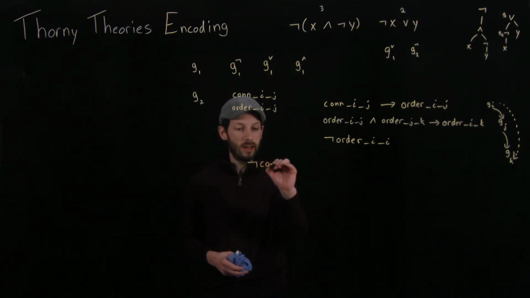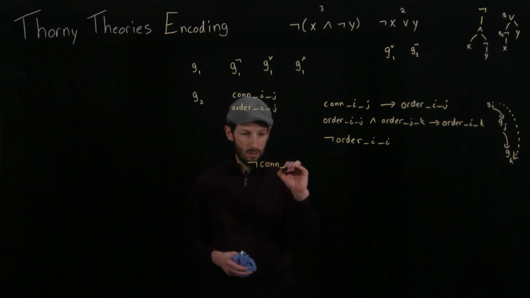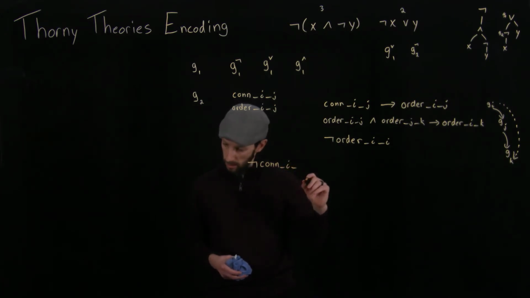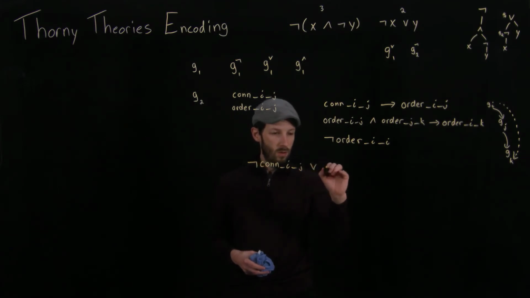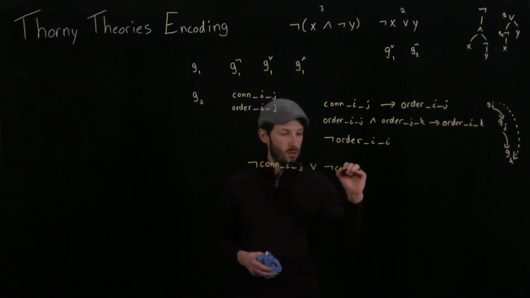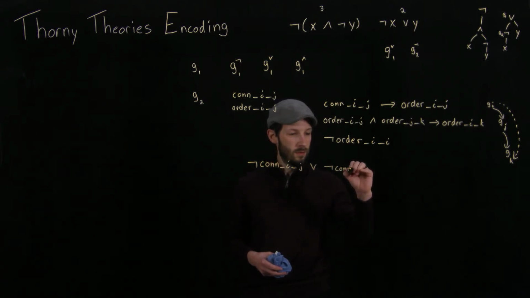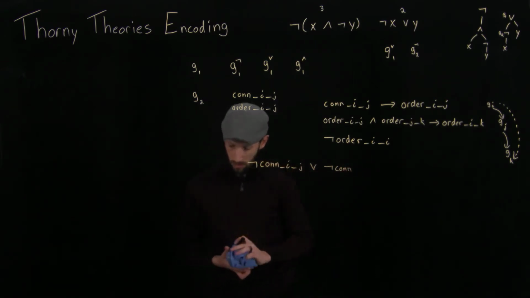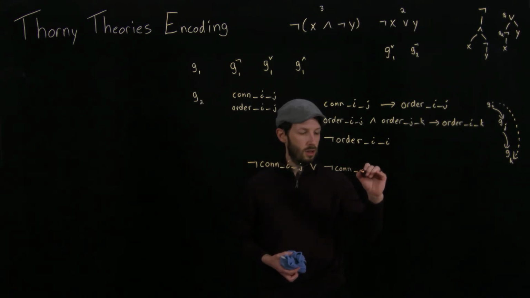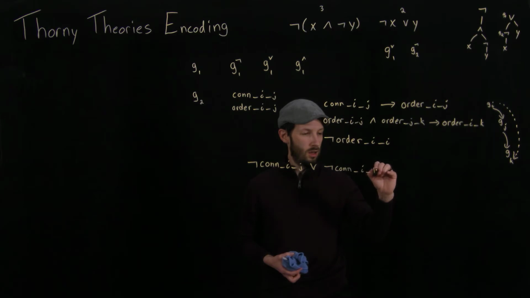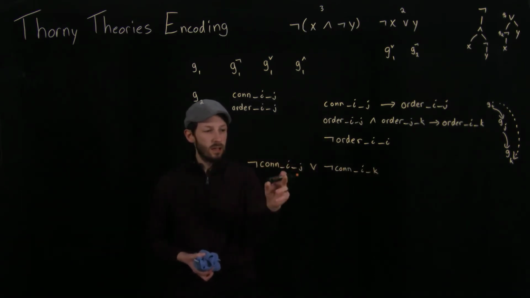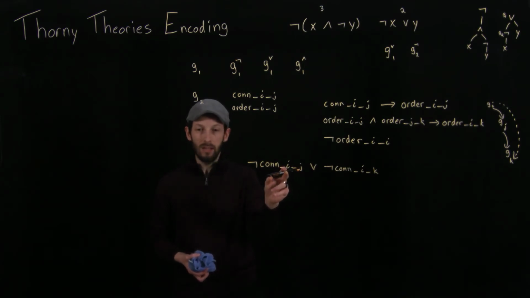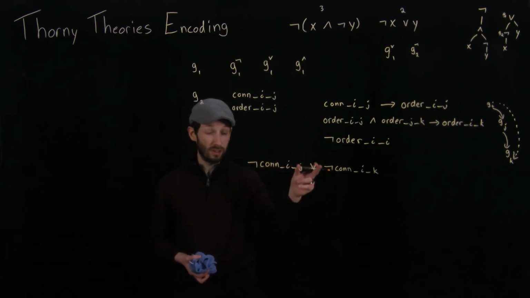You can't have connection I, J, or connection I, K. Right? So what we're saying here is that for every I, it can't be connected to two different things.